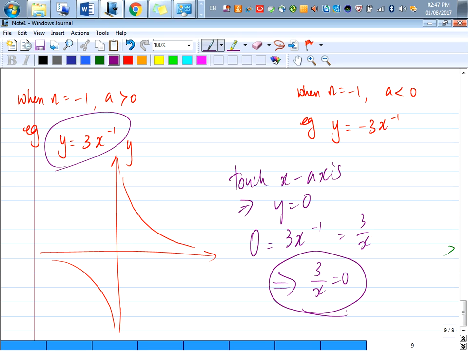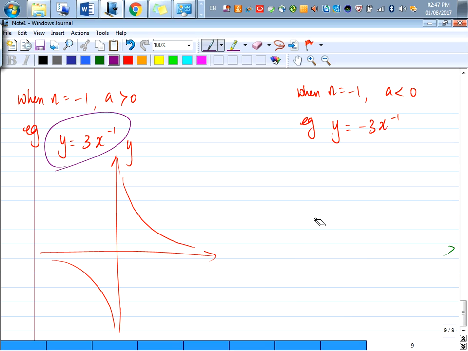That means your y can never ever be 0. Because when y is equal to 0, you don't have an answer for x. Yeah, no solution. It doesn't touch your x-axis. Okay? So when you see this question, they ask you to draw it, you cannot let your graph touch the x-axis. That's it. And I am going to use the same explanation to tell you why it cannot touch the y-axis. Can it touch the y-axis?